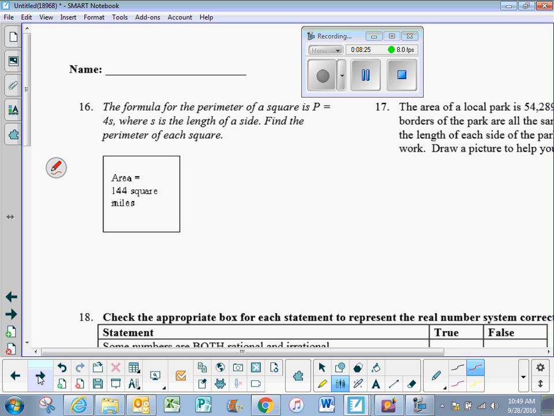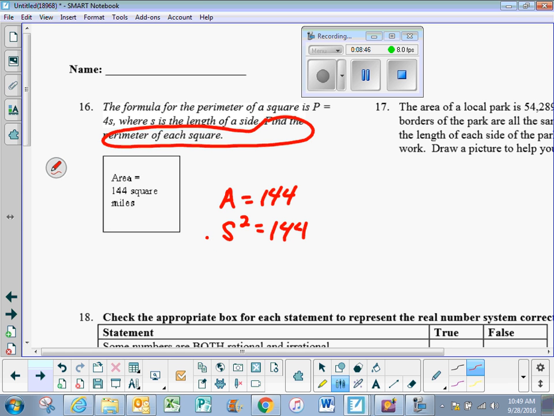This one I used as the bonus, although you should have been able to get it. Find the perimeter of the square. How long is each side length if the area is 144? If area equals 144, the formula for the area is side squared equals 144. So what squared is 144? 12. If one side's 12, what's the perimeter of the square? 48. 48 miles. I treated that as a bonus, even though you should have been able to get that.